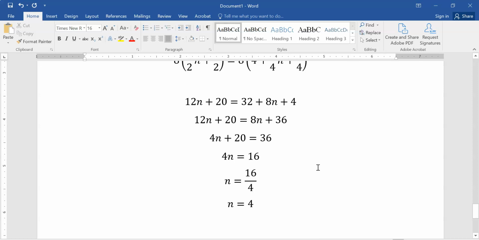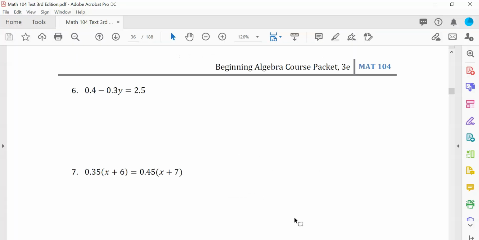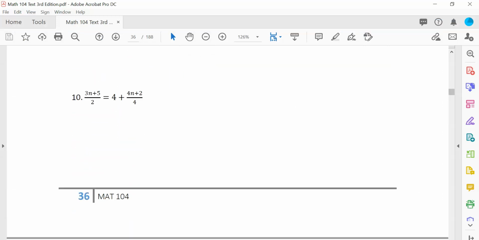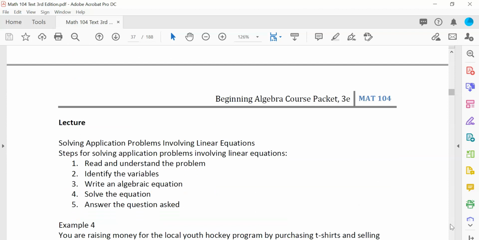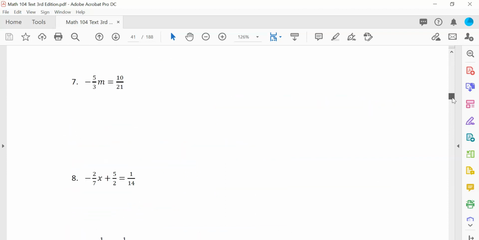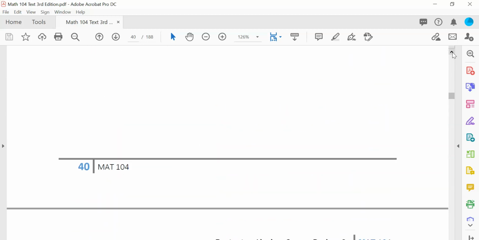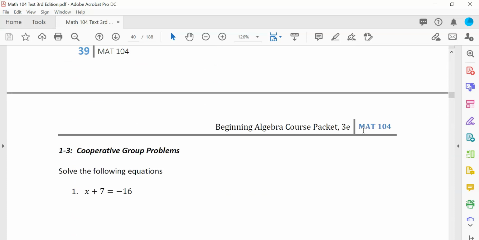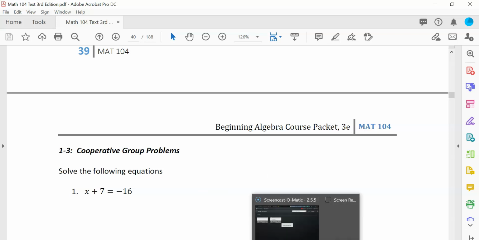So there you go. That's how to utilize clearing fractions and just dealing with decimals in section 1 or lesson 1.3. Obviously, if you want more problems to practice, there are some cooperative group problems that mimic those a few pages down, specifically on pages 40 and 41. And then there are some at-home practice problems too. Okay. Our next video will get into applications.